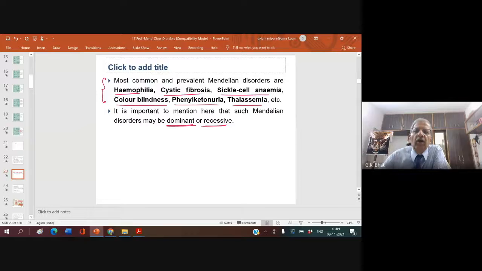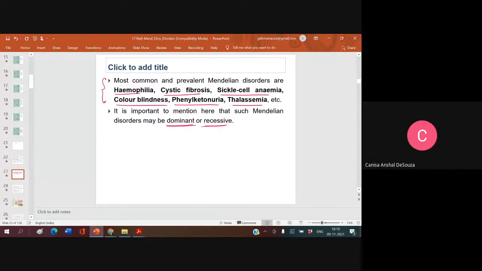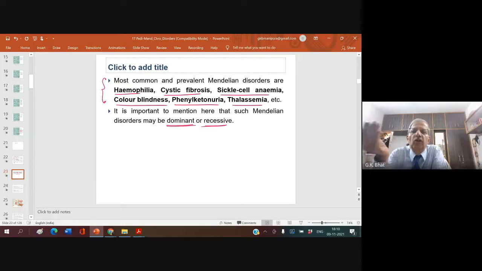Mendelian disorder is just due to a change in one particular allele, a mutation in one particular allele. And what is mutation? It is nothing but a change in the sequence of a nitrogen base. I will give you the example. Don't think that a disorder should always be due to a recessive allele. It can be due to a dominant allele also.